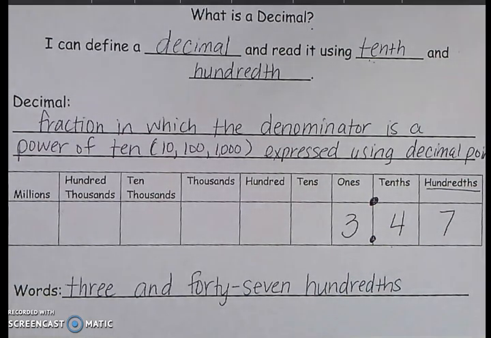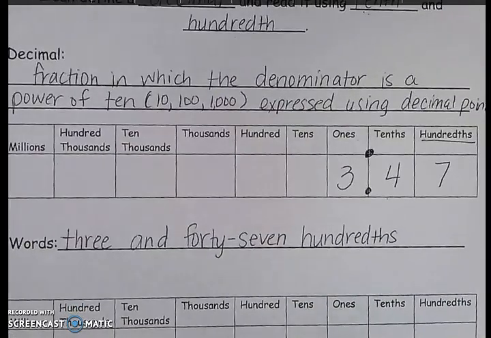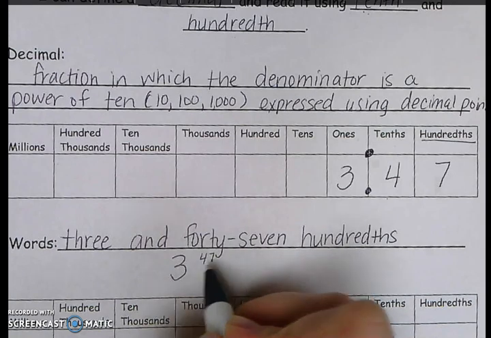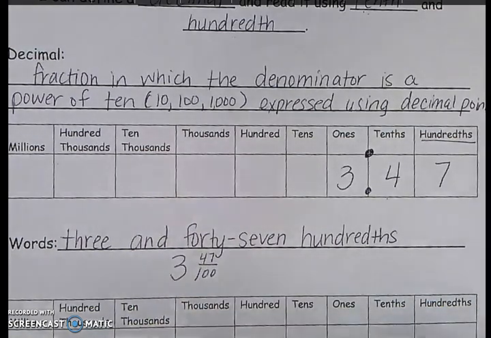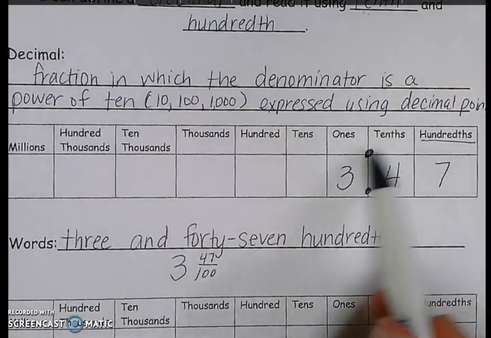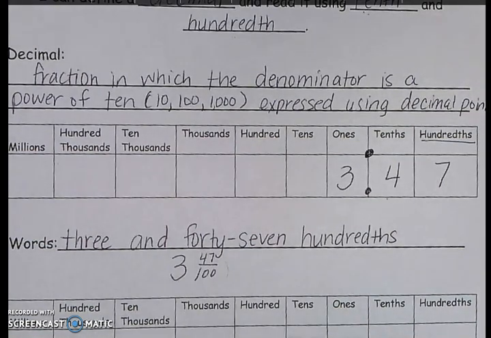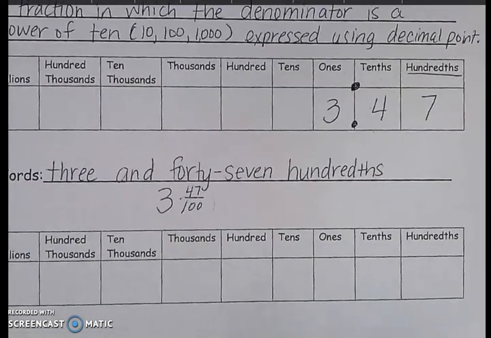3 and 47 hundredths. The way this would look as a fraction would be 3 as my whole number, 47 hundredths. So this would be the decimal version, this would be the fraction version. They are exactly equal to each other. So let's look at another one.